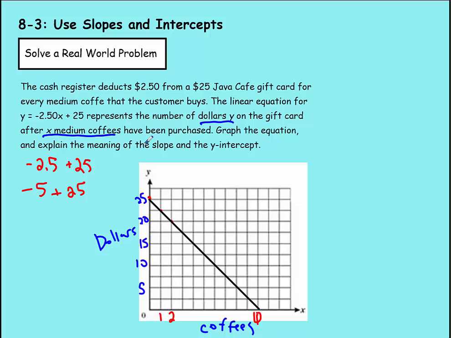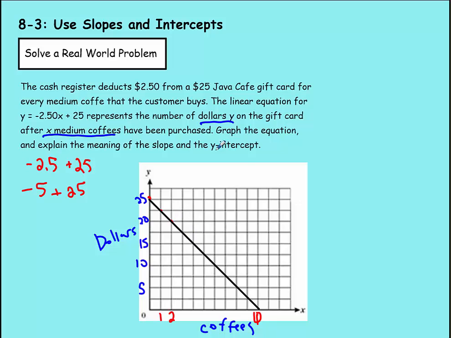And now we need to explain the meaning of the slope and the y-intercept. Well, the slope, we see that it's -2.5. So for every coffee you buy, whenever x goes up by 1, you take away $2.50. And you see that this was going down because it was a negative.